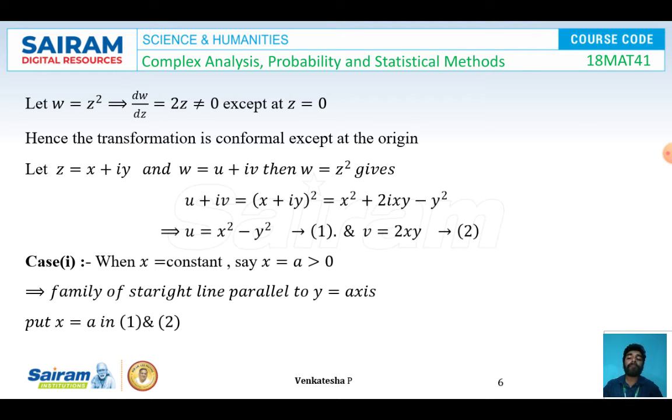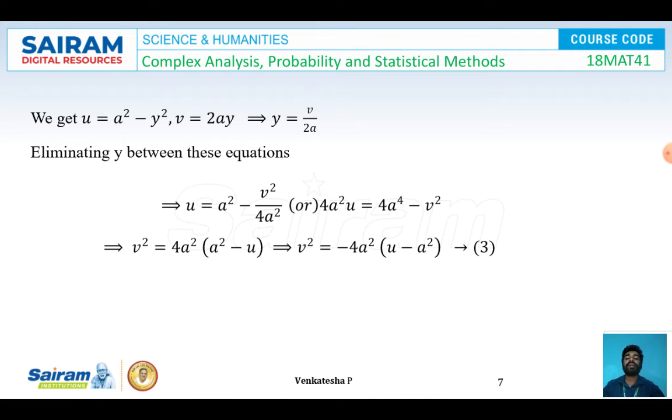Now from these two equations we have to eliminate the variable y. To eliminate y, I am going to represent the equation v = 2ay as y in terms of v. That is, I am shifting the 2a to the left-hand side. I got the equation y = v/2a.